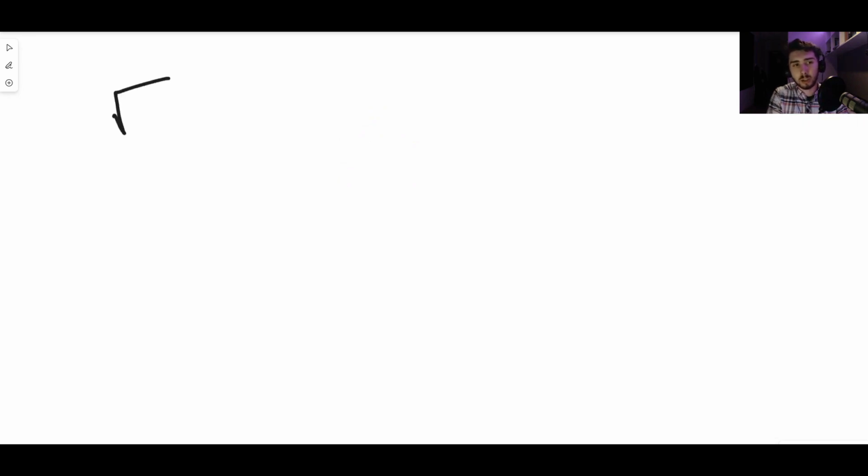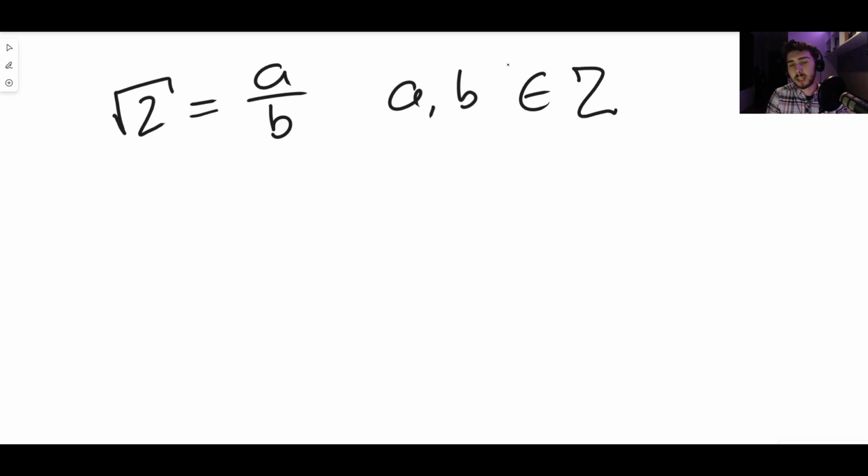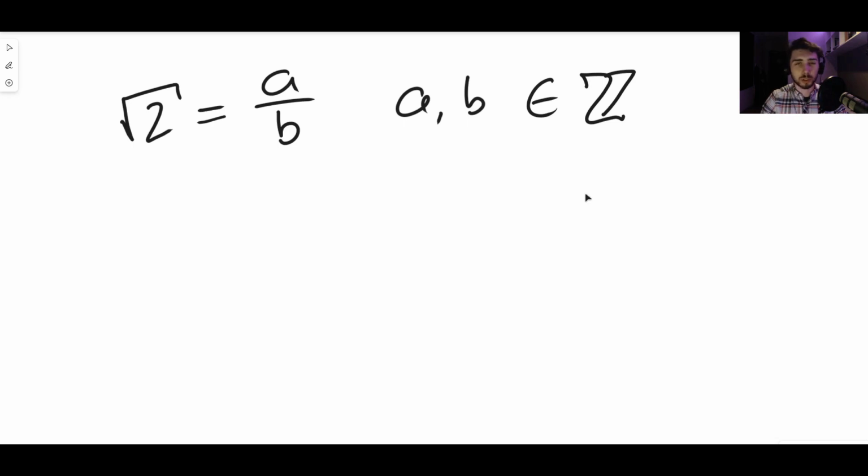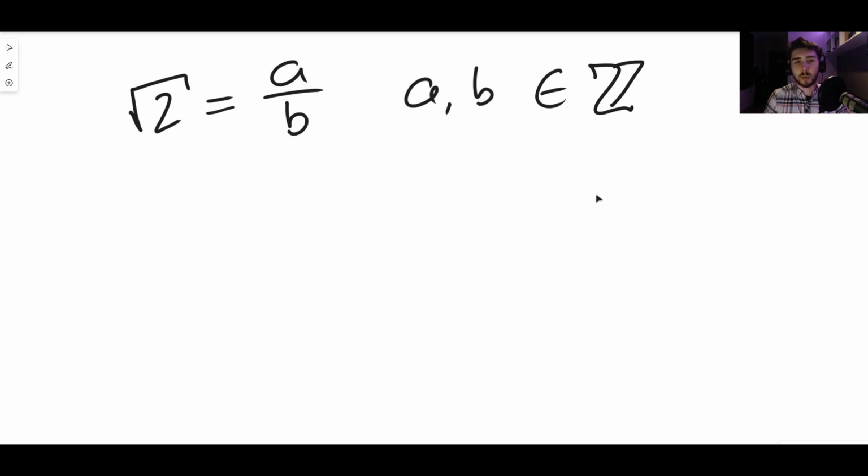So, first steps first. We're going to say the square root of 2 is a divided by b. A and b need to be integers. So that's a thick Z, you know. It just means a and b are whole numbers. They're probably both going to be positive, of course, because the square root of 2 is a positive number. We can say that. We can also say that a and b are co-prime.